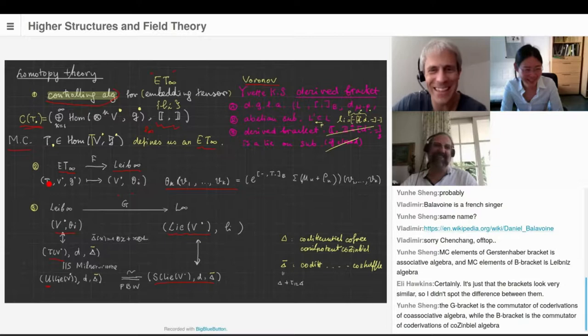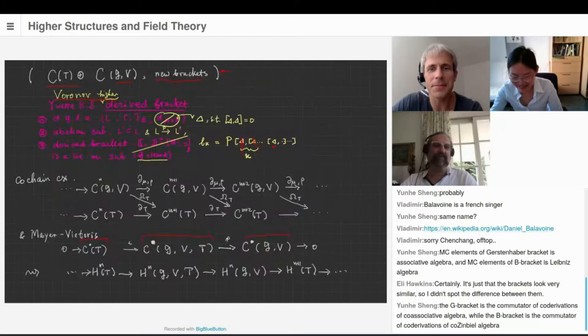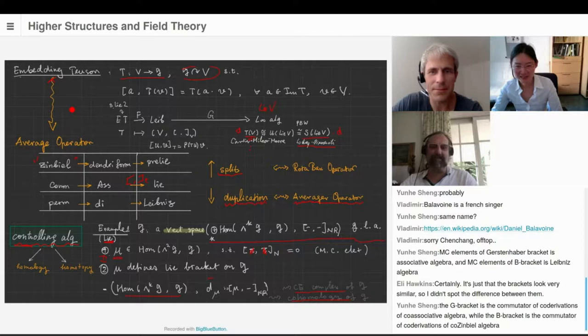Dima: May I ask again, if you show me the definition of the embedding tensor? So why doesn't this define a differential graded Lie algebra with g in degree 0 and V in degree 1 and t as the differential? Is it that t of v acting on w and t of w acting on v can be very different?